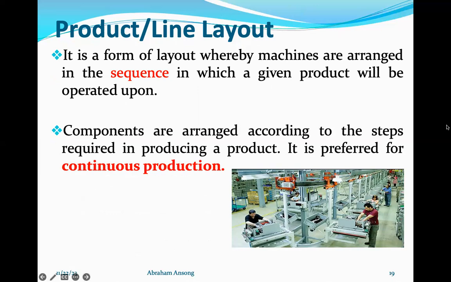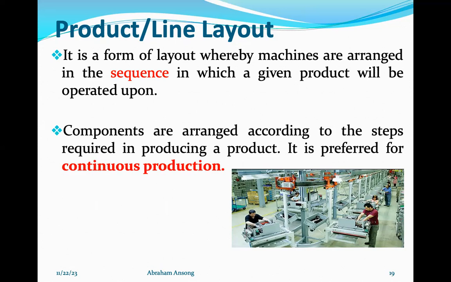So the product or line layout. It is a form of layout whereby machines are arranged in the sequence in which a given product will be operated. Components are arranged according to the steps required in producing a product. It is preferred for continuous production.